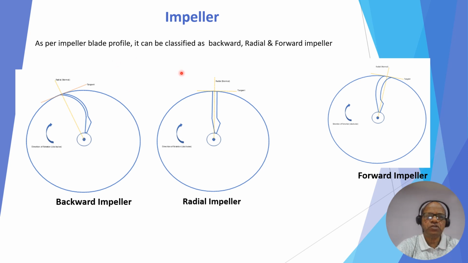And based on the blade profile, it can be backward, where the blades are on the backside of the rotation. This is the rotation, this will be backside. This is a backward impeller. This is radial. And this is forward. The rotation is in this direction, and the blade is also coming in the same direction. It is called a forward impeller. So three types of impeller are possible.